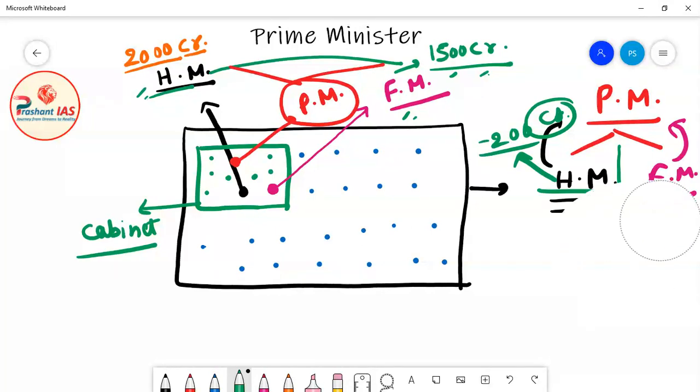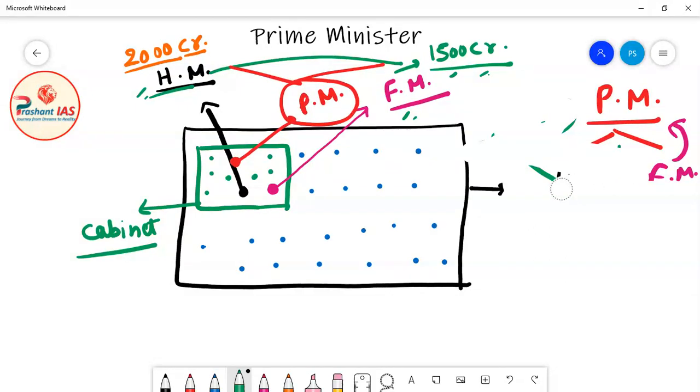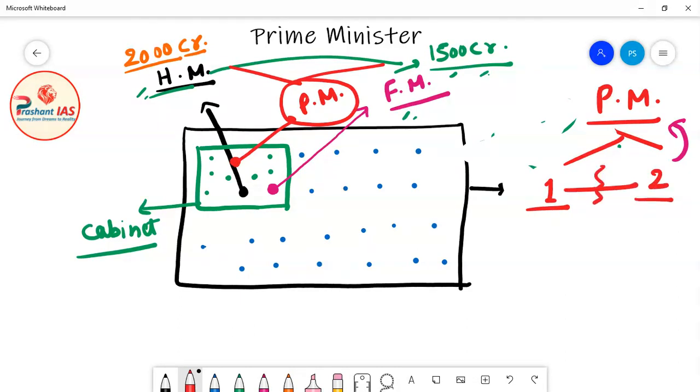We can conclude with the help of this entire story that if there is any conflict between different ministries, if there is any conflict between different ministers, then who will resolve that conflict? For example, this is ministry 1 and this is ministry 2. If there is any fight between them, who will resolve that? It is the Prime Minister of India who will listen to both the sides and pass his judgment, and he will resolve the conflict between both the ministers, and this judgment of Prime Minister is binding on both the ministers.